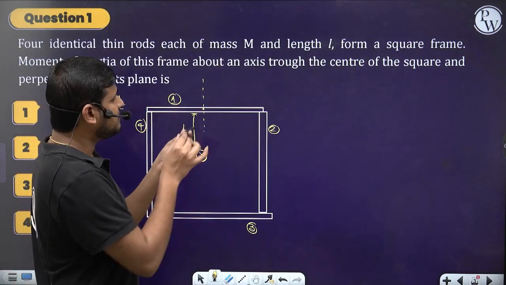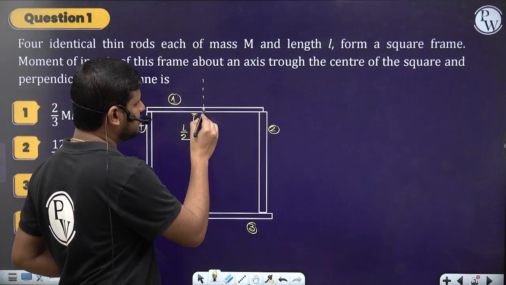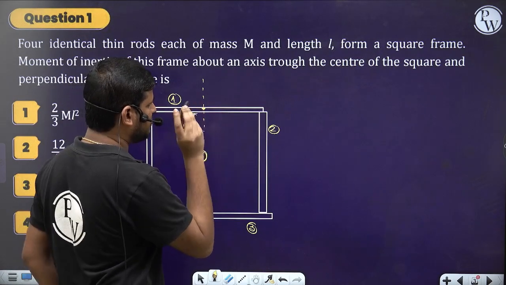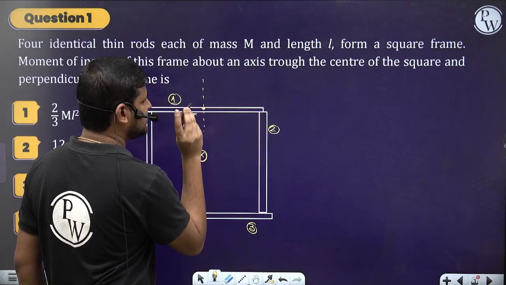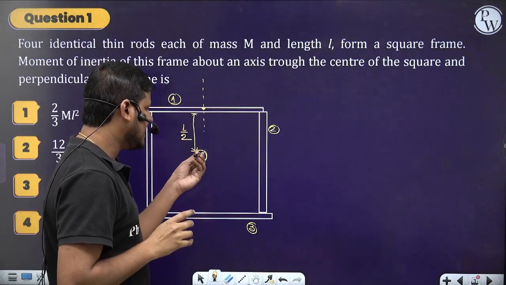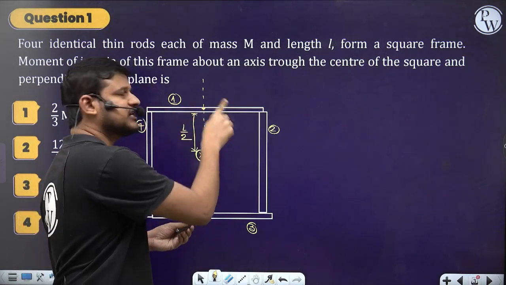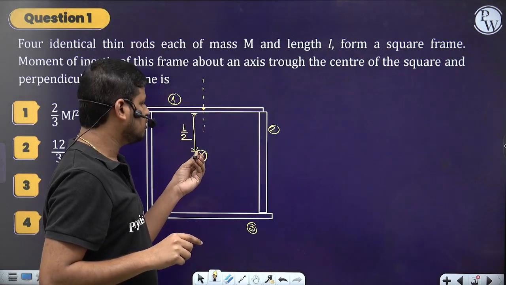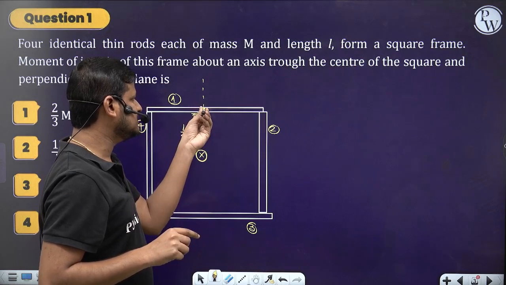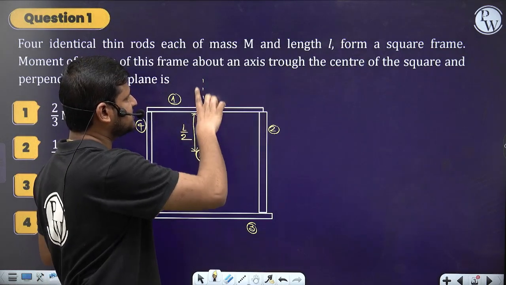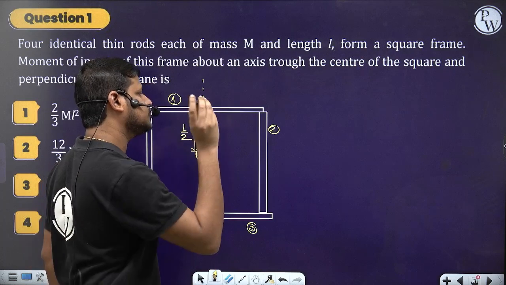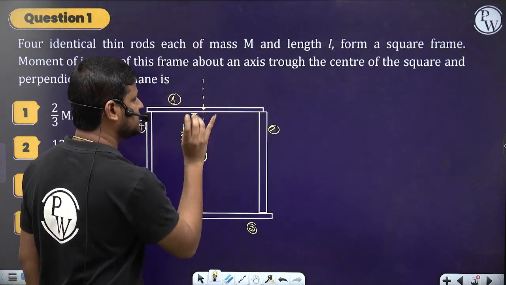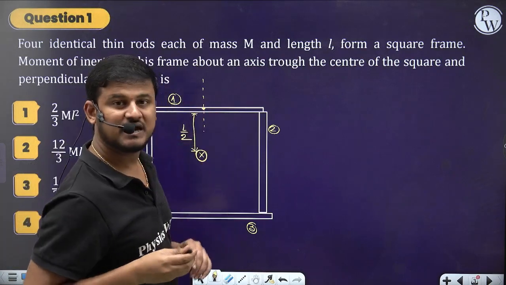Now can we apply the parallel axis theorem here, because we need about this axis. We already know about this axis: the moment of inertia is ml square by 12. And if I have to find, due to the first rod, what is the moment of inertia at the center? How do we find it? These two axes will be parallel, so we can apply the parallel axis theorem.